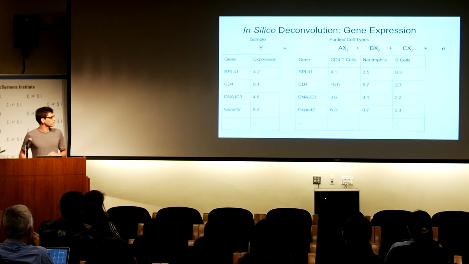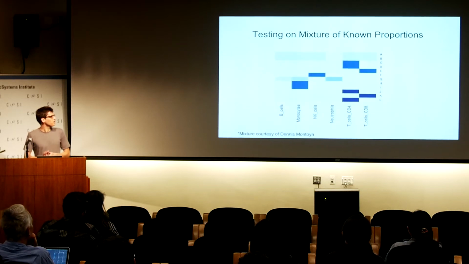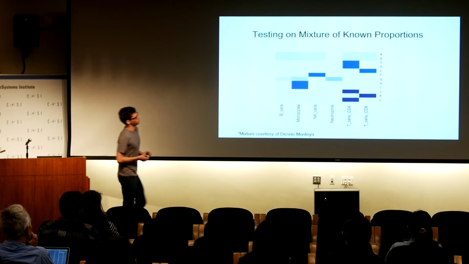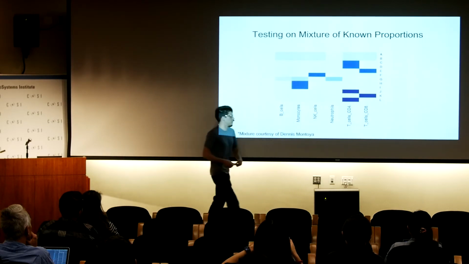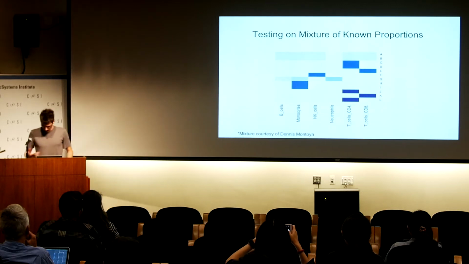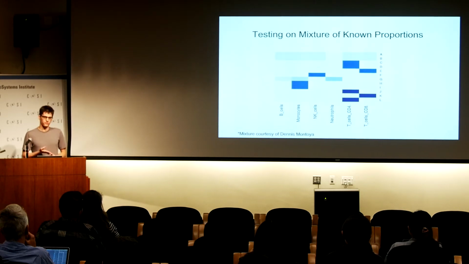Fairly simple, so let's test it out. We have this beautiful mixture that Dennis Montoya made up. It's a combination of human immune cells. And so we have a nice array of some samples that are mostly T cells, some samples that are mostly monocytes. And we also have several reference data sets that we've collected from various sources. This includes ENCODE, Blueprint, and some other ones.